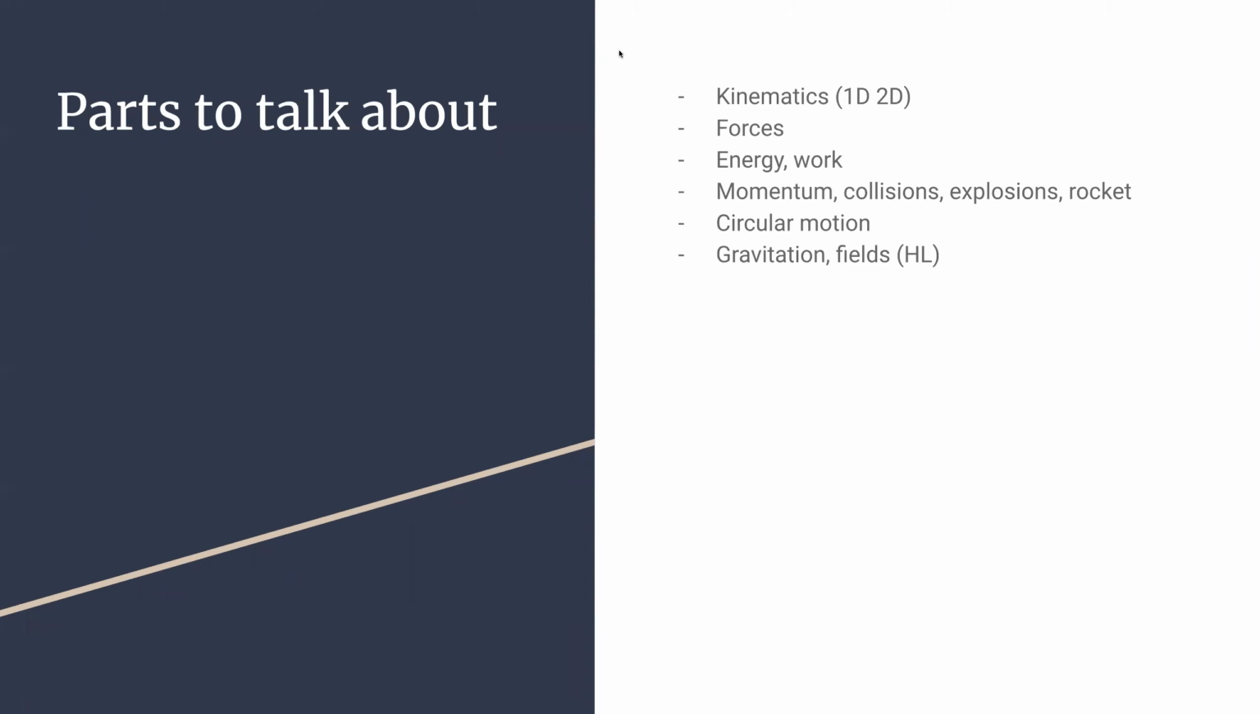So basically, this year we have learned 1D and 2D kinematics, motion of objects, forces, which includes Newton's three laws, conservation of energy, the work energy theorem, and conservation of momentum, which includes collisions, explosions, and rocket problems. We also have circular motion, which is a separate topic from the usual mechanics stuff, but I'm still going to include it. And finally, for HL students, we have learned the concept of gravitation and fields.